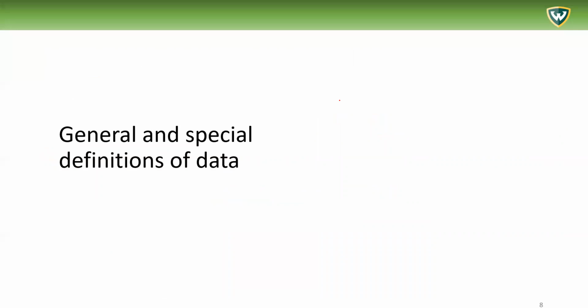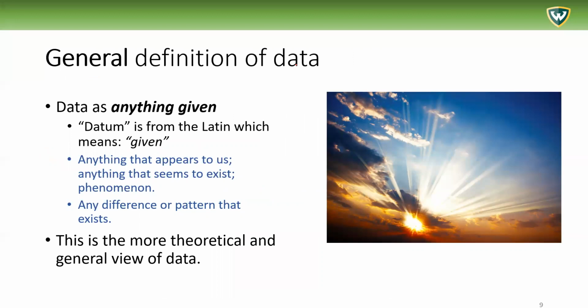Now let's talk about general and special definitions of data. So there is a general definition of data, and that is data as anything given. That comes from a broad interpretation of the source of that word, which is datum, from the Latin, which means given. Something that's just given, anything given.